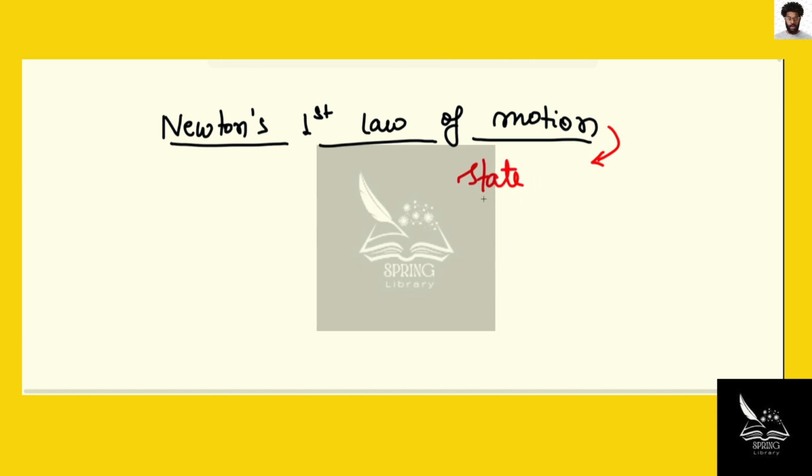We know that the state could be either the rest state or static state, or it could be the dynamic state, that's the motion state. According to Newton's first law of motion, if an object is at rest, then it will continue to remain at rest, and if an object is in motion, it will continue to be in the state of motion, provided that no external force acts on the object.